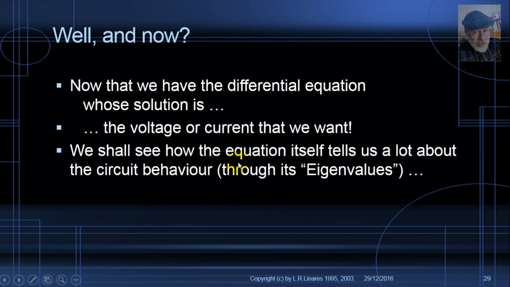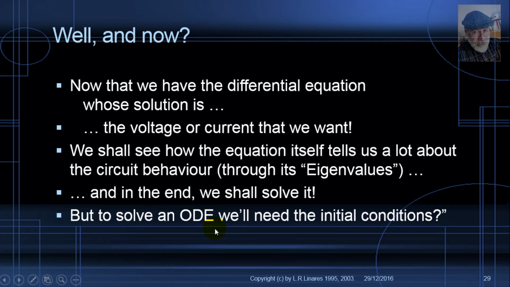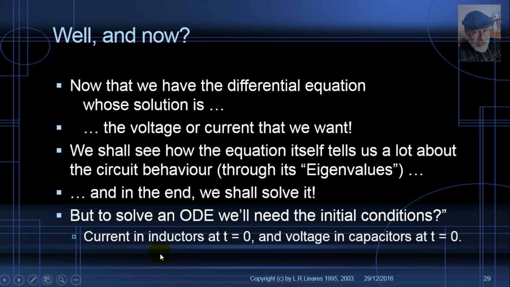we shall see in another video how the equation itself tells us a lot about the circuit behavior through some characteristics of that equation and of that circuit that we'll call the eigenvalues of the circuit. And in another video yet, we will see how to solve those differential equations. But to solve ordinary differential equations, we need initial conditions, which are, in electronic circuits, the current in inductors at t equals 0 and the voltage in capacitors at t equals 0. That is going to be our very next movie.